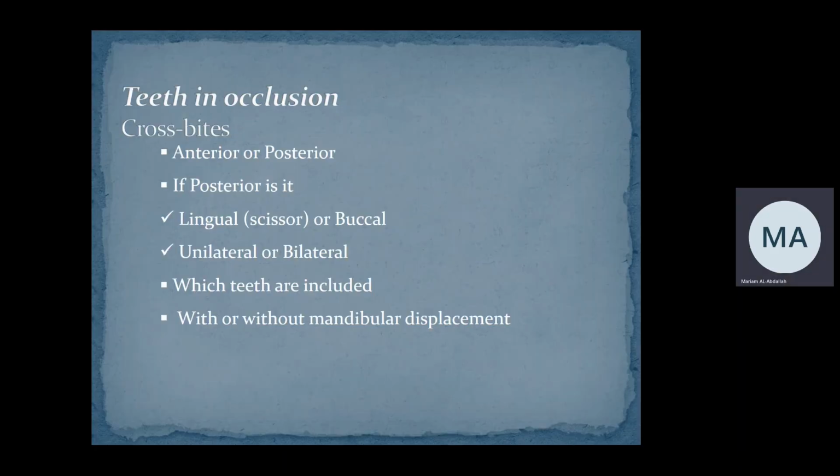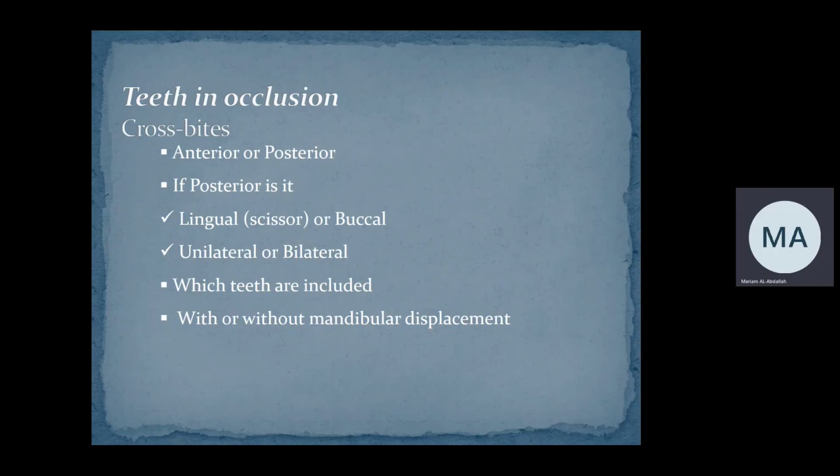If you're describing crossbite, you need to specify if it's anterior crossbite or posterior crossbite. If it's posterior crossbite, you need to specify again if it's lingual crossbite or buccal crossbite, and you need to specify if it's unilateral, only affecting one side, or bilateral, affecting both buccal segments. You need to specify teeth included. So it could be localized to a single tooth or few teeth, or it could be generalized affecting the whole segment. And finally, it's extremely important to specify if it's associated with or without mandibular displacement.